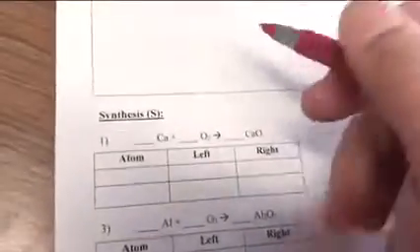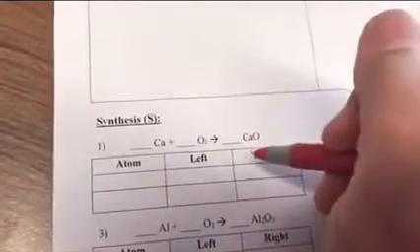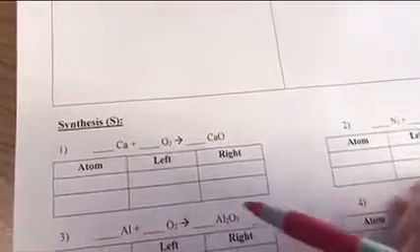Okay, so I'm going to start with a blank paper. So we write down, I have 2 elements. If you have 2 elements, you've got to have 2 rows. If you have 3 elements, you get 3 rows. If you have 4 elements, you've got to have 4 rows. So I have 2 elements, which are Ca and O.